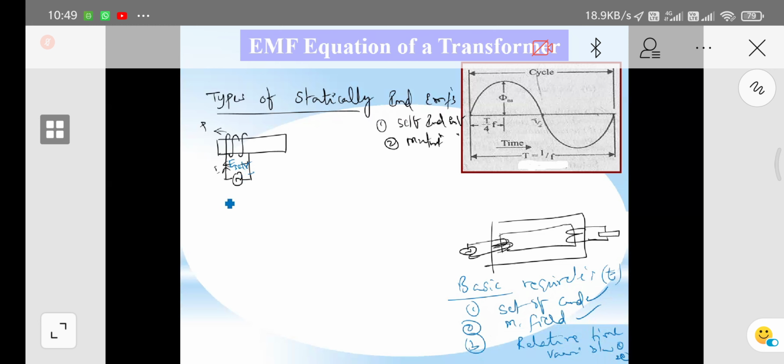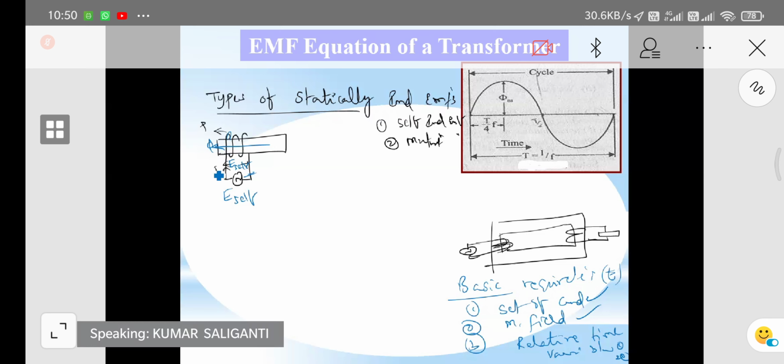The self-induced EMF is represented by L. The self-induced EMF is the statically induced EMF in a coil. This is one coil, and this is the flux. The statically induced EMF in a coil is due to the time varying nature of the current through the same coil.